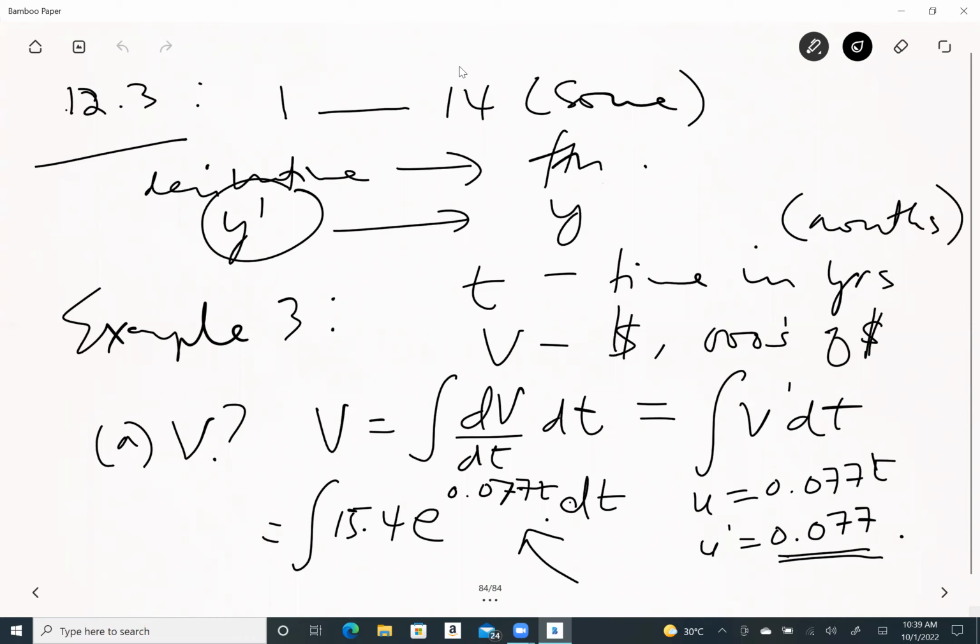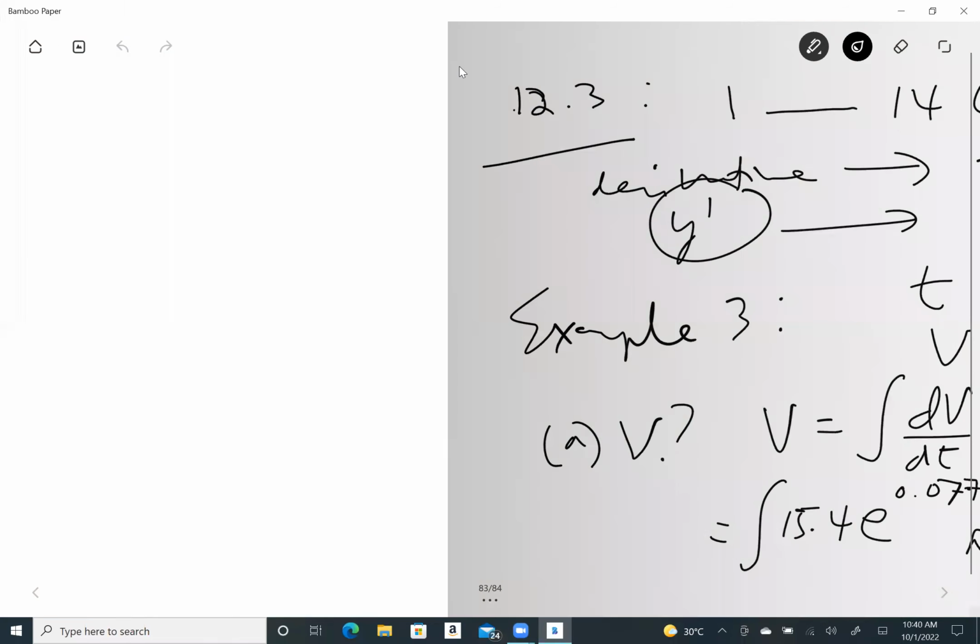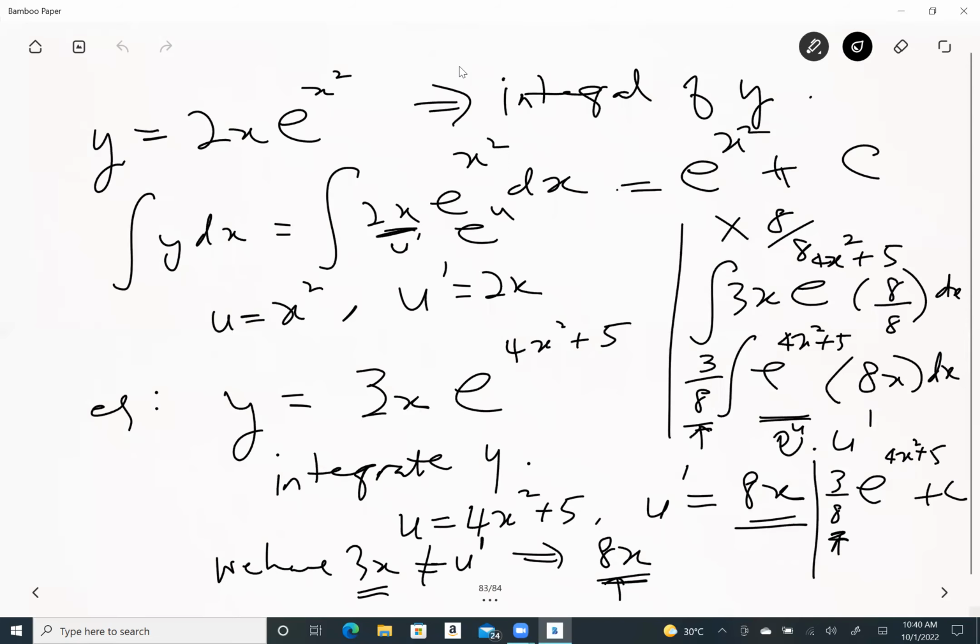0.077 divided by 0.077. You multiply 0.077 divided by 0.077. So you just multiply by the value of the constant that you need. Here you need 8. Don't worry about that 3. You just multiply by 8 over 8. So I have 8 here, and then the 3 over 8 you bring out. So don't worry about what value we are given.